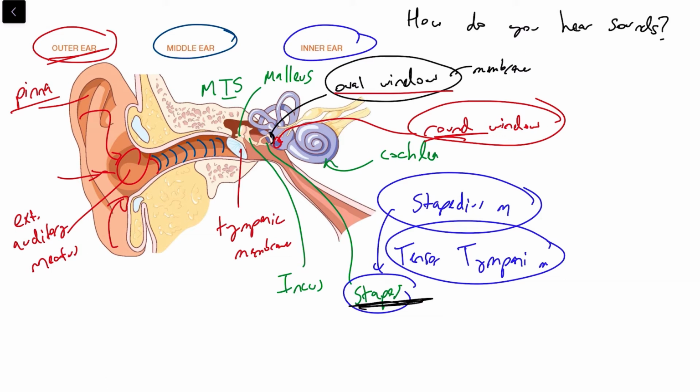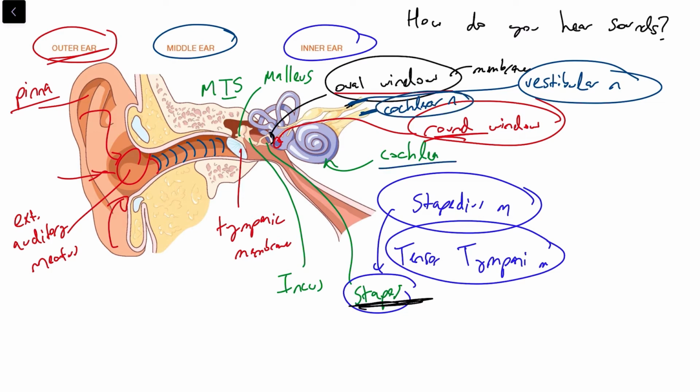Another thing to note here is that you're going to see how there are two nerves coming off of this guy right here. One of these nerves is going to be called your vestibular nerve. This guy right there is called your vestibular nerve, and this guy right here is going to be called your cochlear nerve. And hopefully these names make sense. The cochlear nerve is coming off that cochlea, and the vestibular nerve is coming off the vestibule.